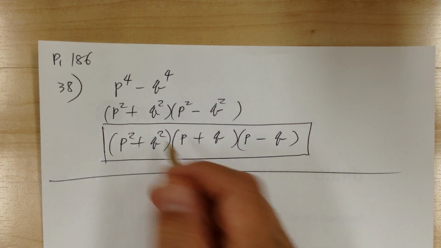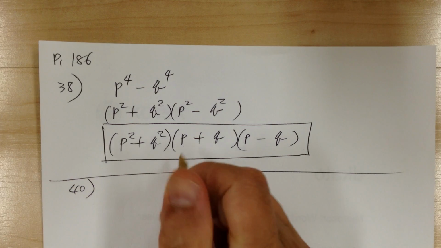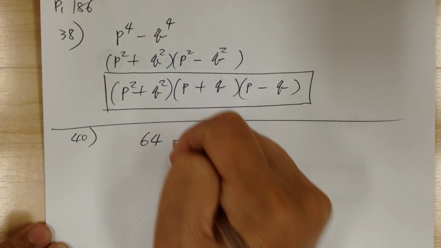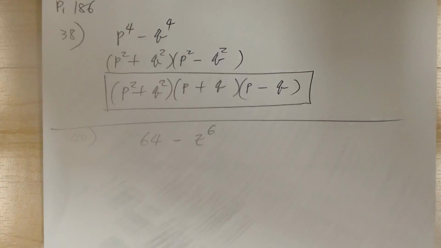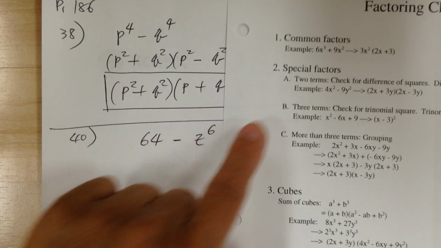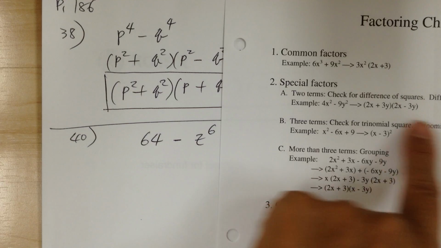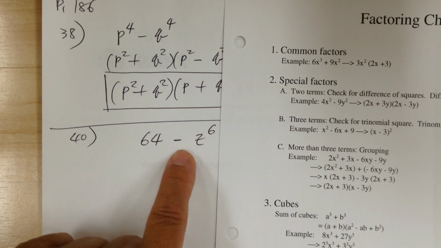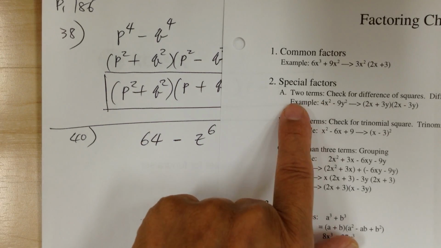Okay, let's go to number 40. You've got 64 minus z to the 6. So again, let's go through these. Step 1, common factor, cannot. Step 2, two terms, check for difference of squares. So this is the perfect square, right? This is the a squared. So this is the 2a.